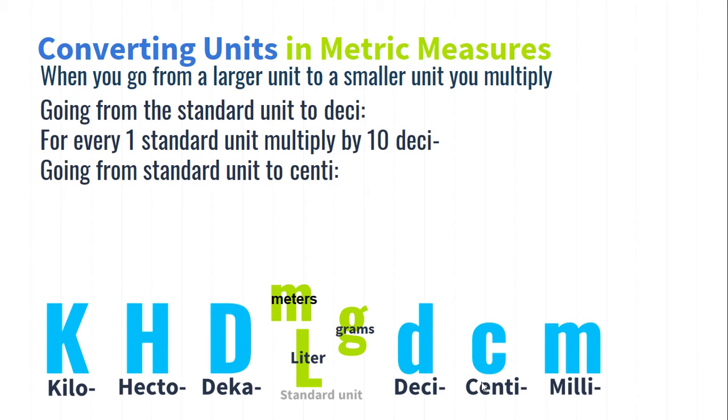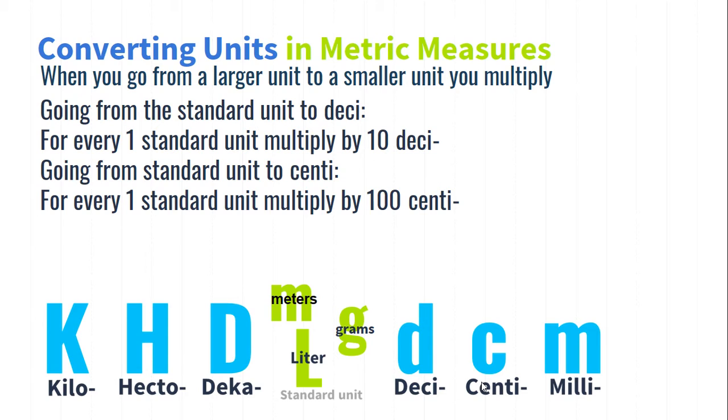For every standard unit, if we're going to centi, we have 100 of those centi units in there. So we're going to multiply by 100. Going from the standard unit to milli, we're going to multiply by 1,000 because we have 1,000 of those little units inside to make the standard unit.